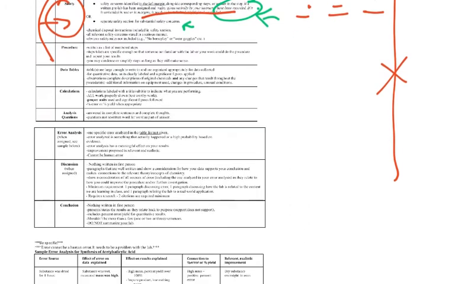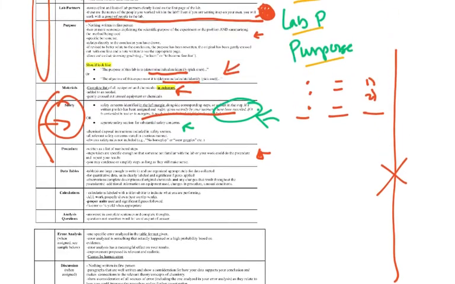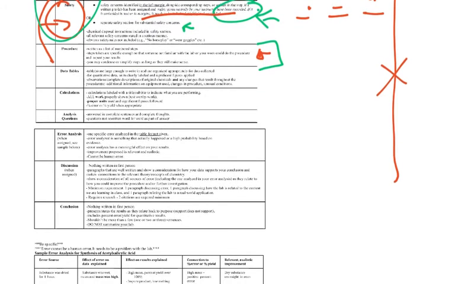The procedure is a list of numbered steps. For the most part, I give you this. The procedure is something I give you, and then the purpose, materials, and safety are usually stuff you have to do on your own. You will get all of that information from reading the procedure. Honestly, for the purpose, you will probably need to read the analysis questions in order to fully understand what the purpose is. So after the procedure are the data tables.